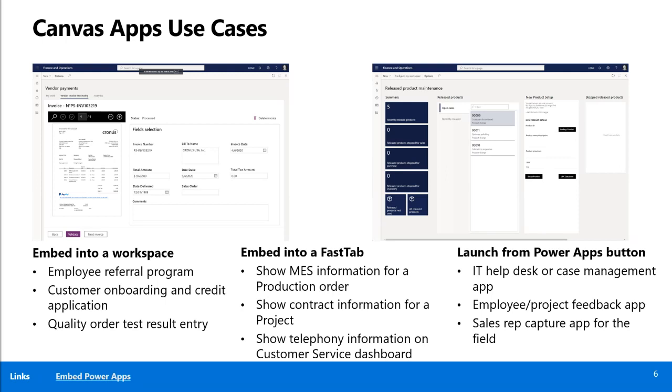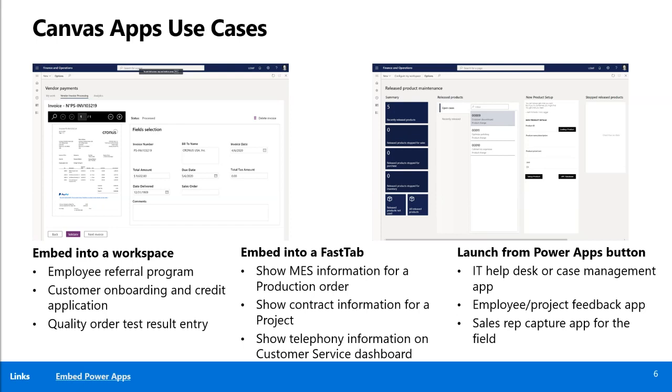One of the examples you'll see later today that we embed into a fast tab is actually related to assets. So the new asset management module and the ability to see some asset metrics that might be IoT data. So that's another great example that you could use a Canvas app for. The third way is that you can launch your Power Apps by using a button.